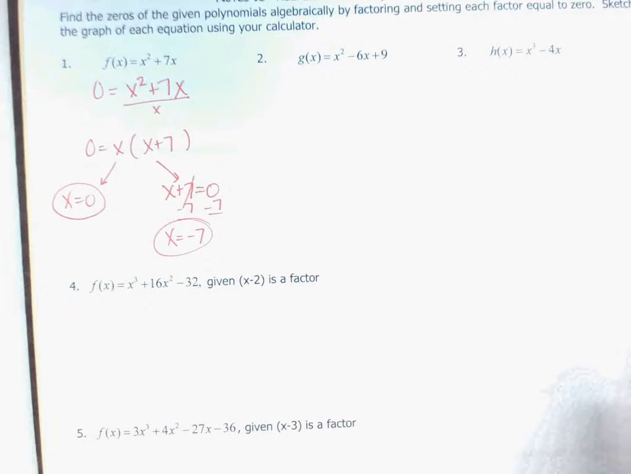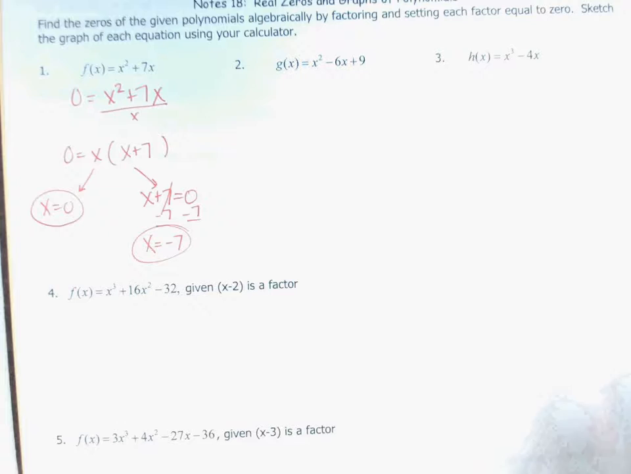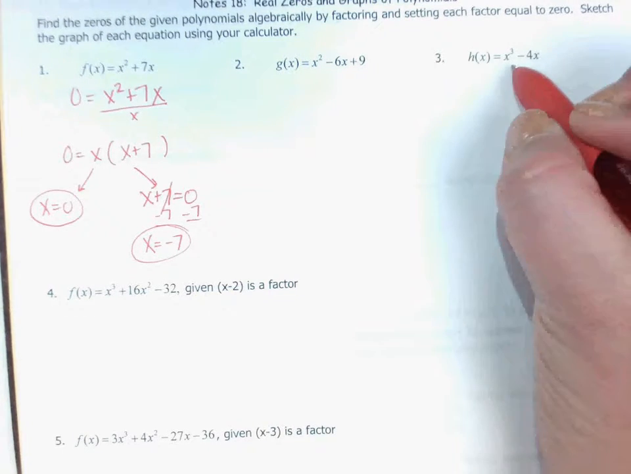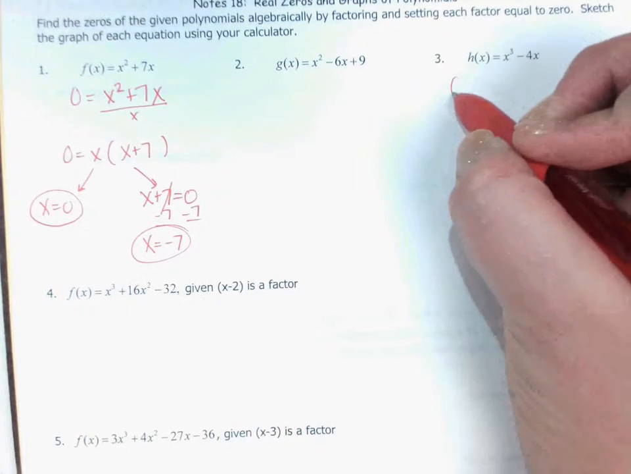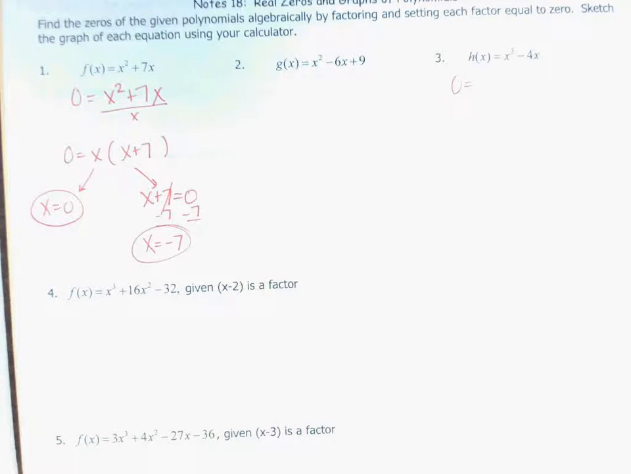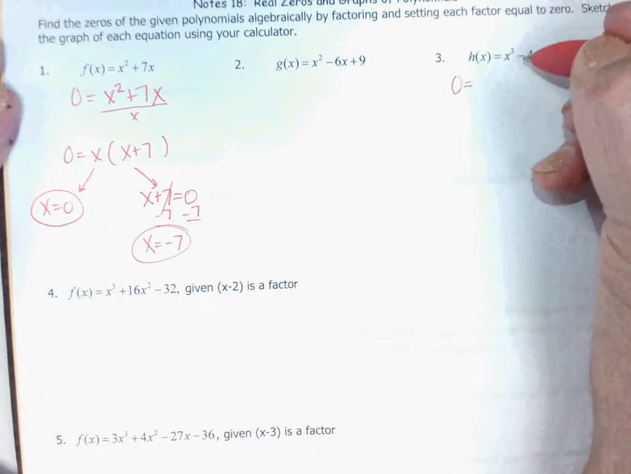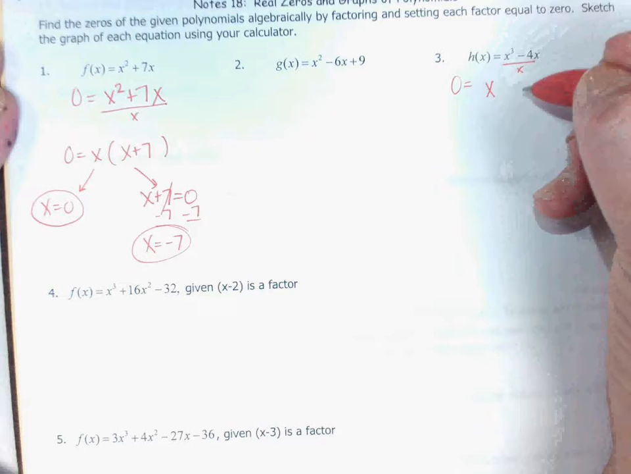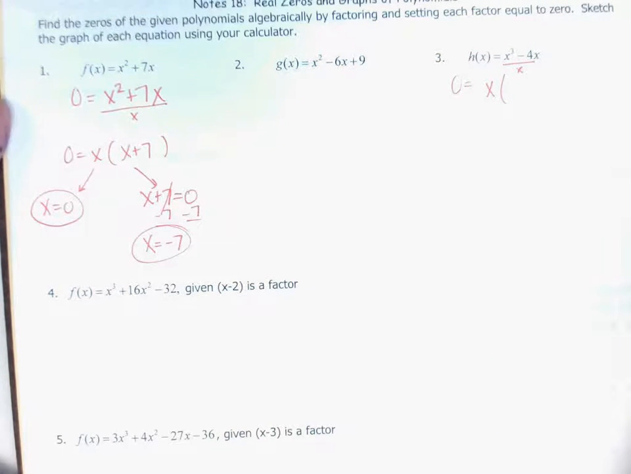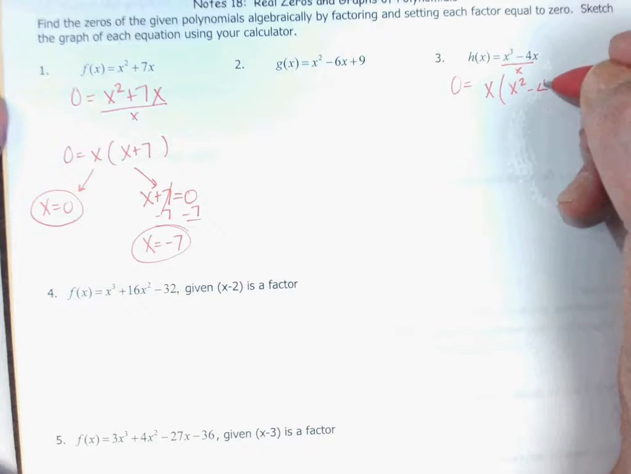We're going to skip 2 and come back to it. Look at number 3, though. Okay, number 3. What's my GCF? We're setting it equal to 0 to find the zeros. What can I take out? An x. What's left over when I pull the x out of the equation? It was a cube, so now it's a squared. And then my 4x, when I take the x out, it's just a minus 4.